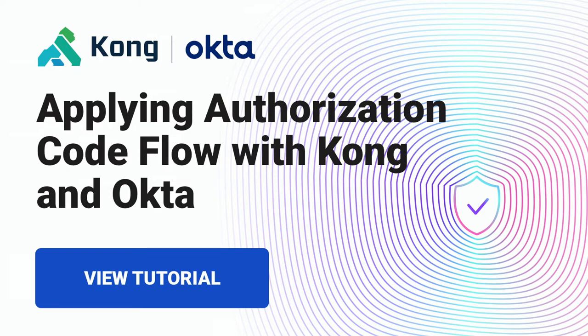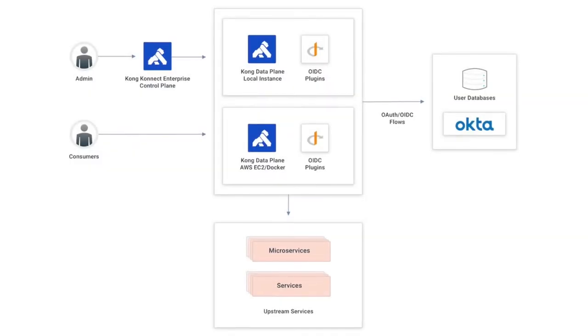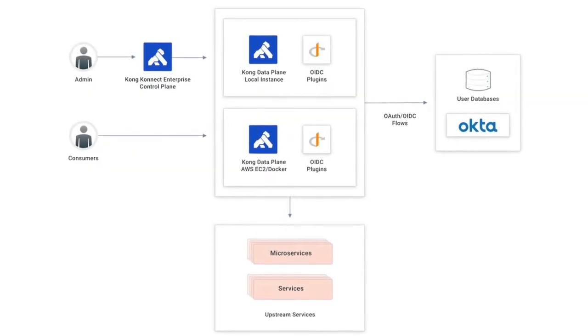This is the second video in a series of four showing the integration of Konnect Enterprise with Okta Identity Provider, implementing some OpenID Connect-based authentication and authorization use cases. For this second video, I'm going to demo the authorization code flow applied to user authentication processes in the same environment I used before. And here's the Konnect and Okta integration topology again.